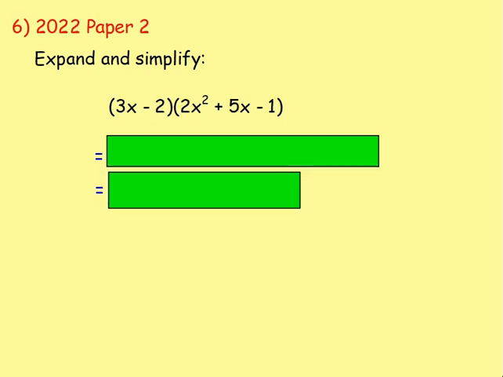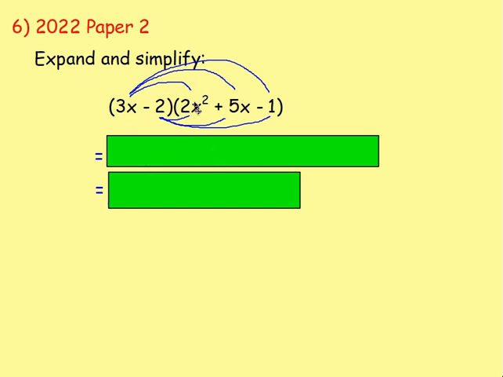Sixth example from 2022. This was in paper 2, although it can be done without a calculator. 3x times the 2x squared, 3x times the 5x, and 3x times the negative 1 is how you want to start this. And then you would do the negative 2 times everything as well. There are plenty of these questions in the past papers. This is the fourth example like this.